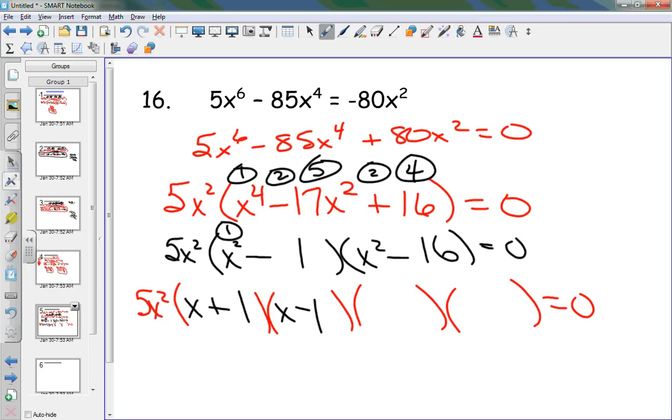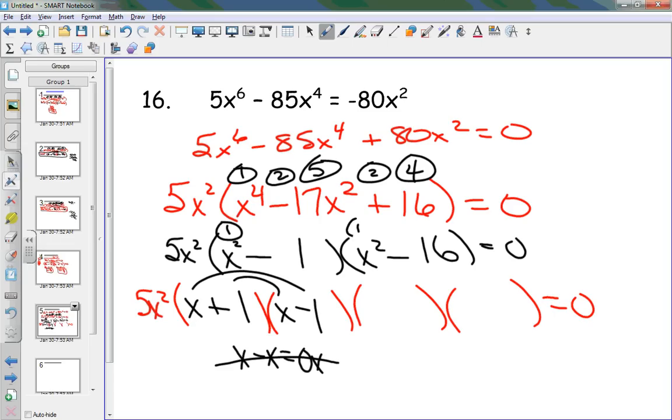Am I missing my middle term? Yes, my middle term is gone, right? So if it's gone, what's it understood to be? 0. So if I check here, inner gives me x, outer gives me negative x to give me 0x. Is that what I wanted? Yeah. So I don't need that anymore.